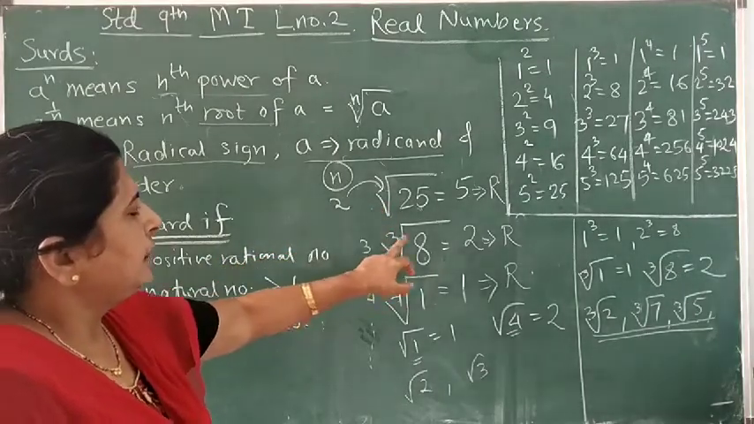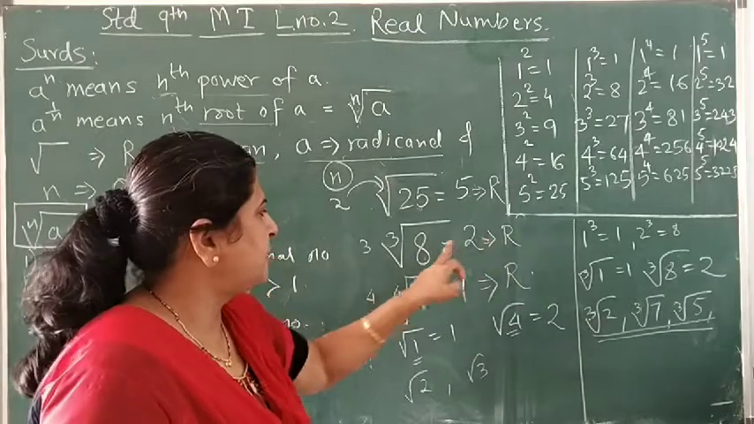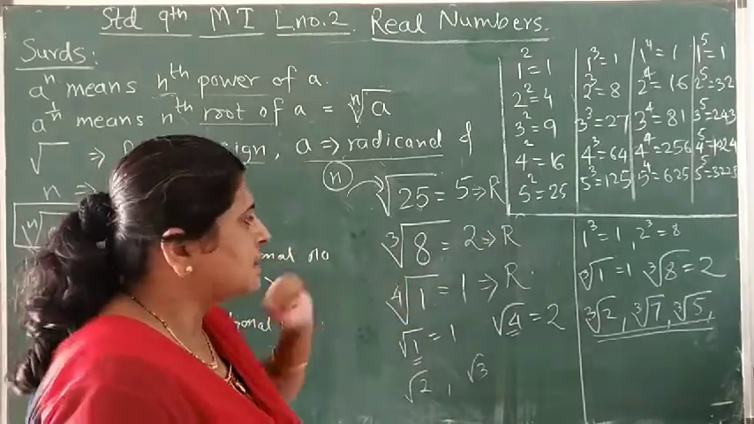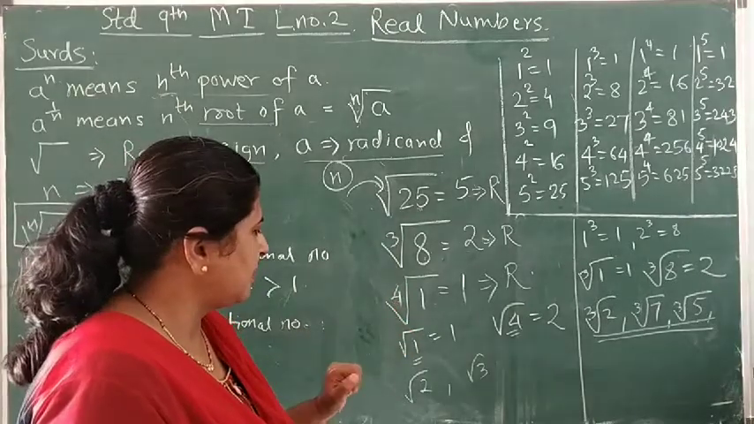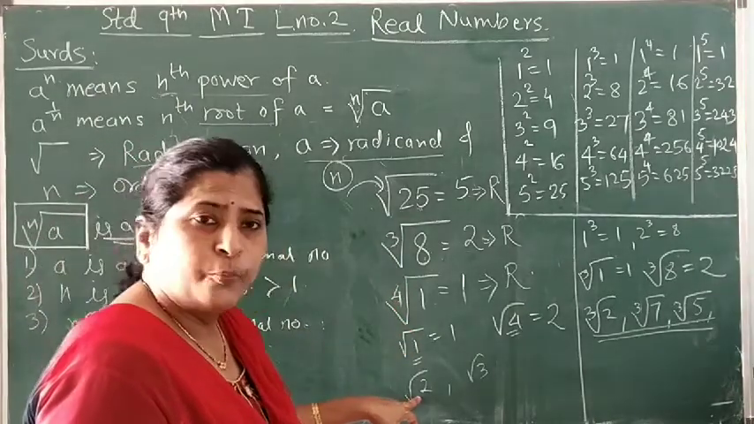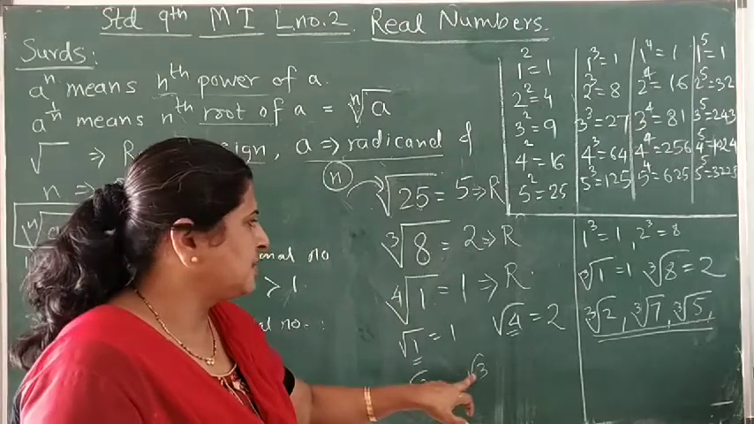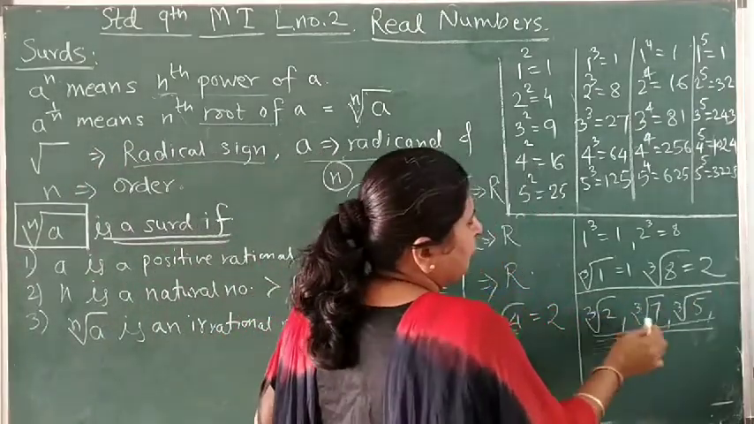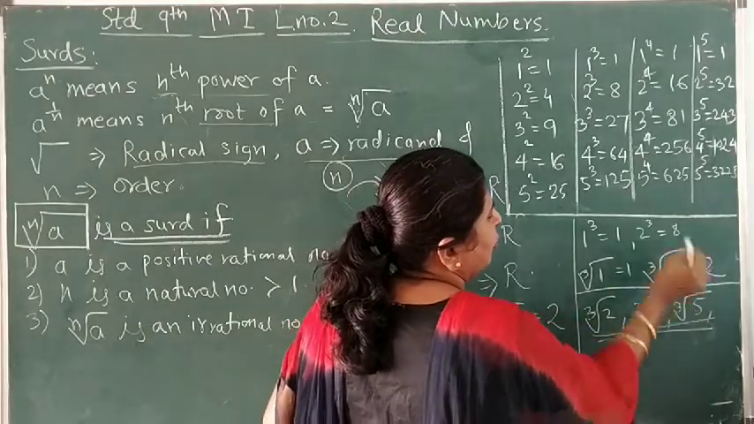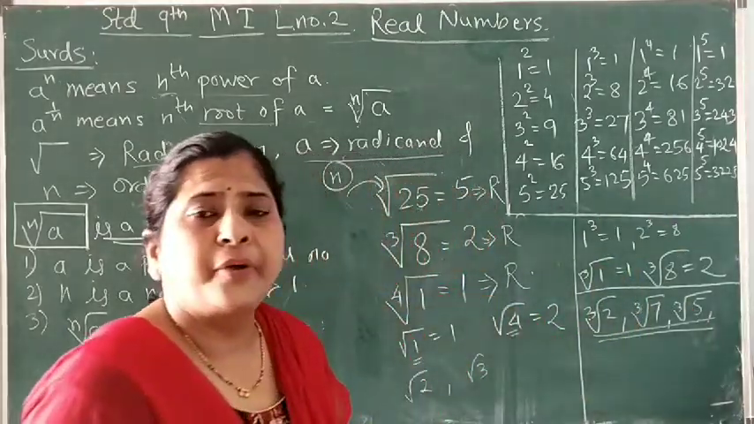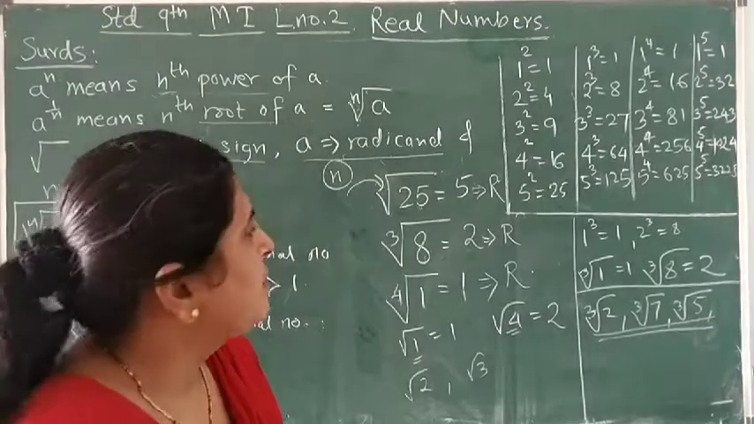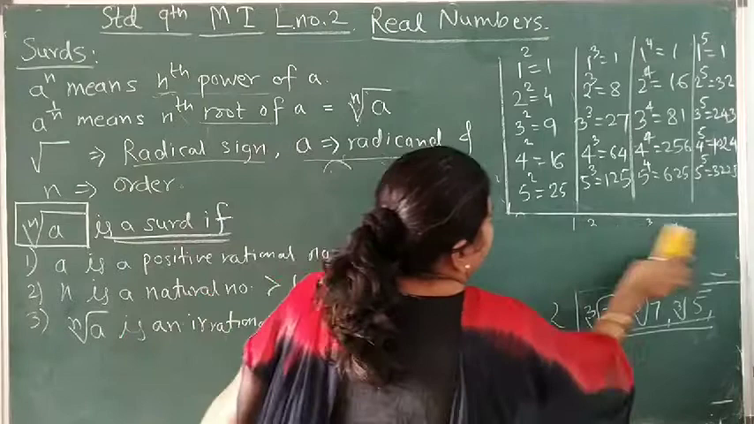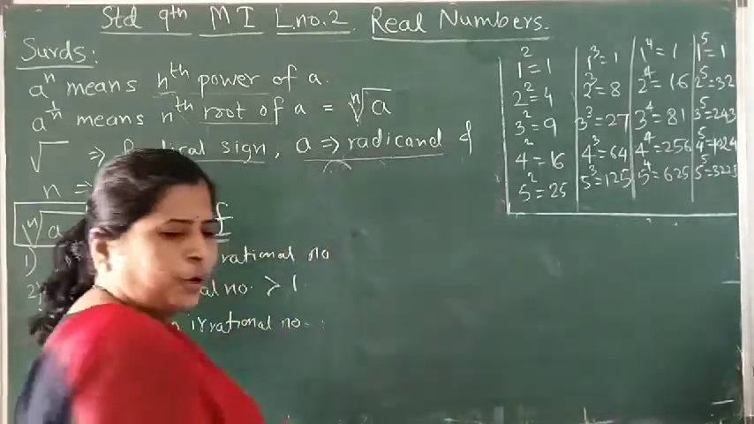Same for here. Even this value is 2, which is rational. So the cube root of 8 is also not a surd. But the square root of 2 is irrational, so this is a surd. Even these numbers we have seen just now, the cube root of 2, the cube root of 7, the cube root of 5, are irrational numbers, so they are surds. Okay, so from this we can now solve the questions from practice set 2.3.